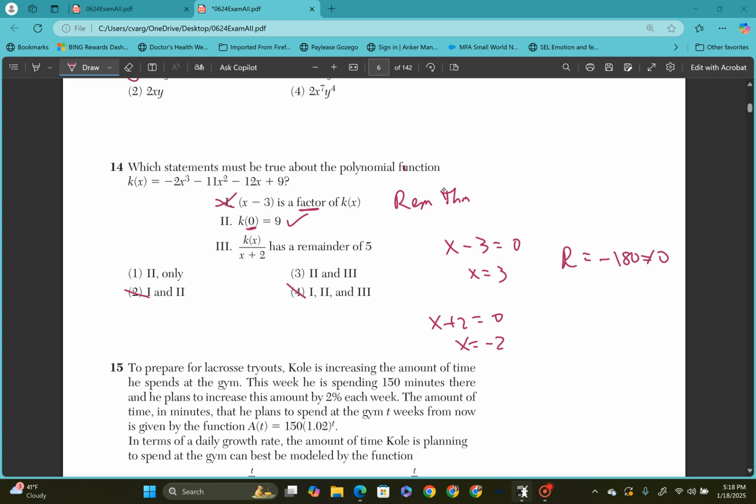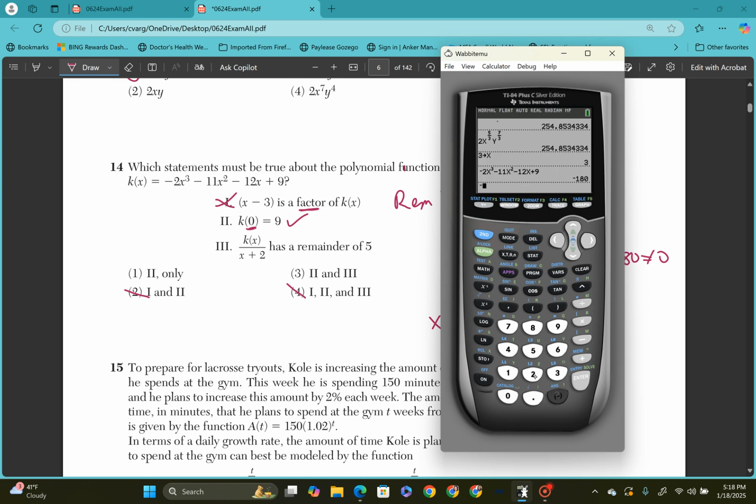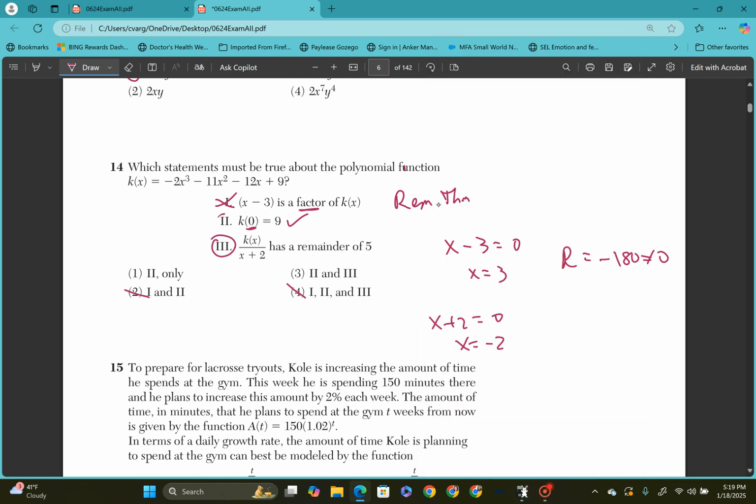So I'm going to take my trusty calculator, do negative 2, store that in for x, cool. And then I'm going to go up here and grab my function. And if I get 5, if it has a remainder of 5, then statement 3 is true. Cool. So 3 is true, right? It has a remainder of 5. That's true. We just proved that. And option 2 is true. So choice 3 is our answer.